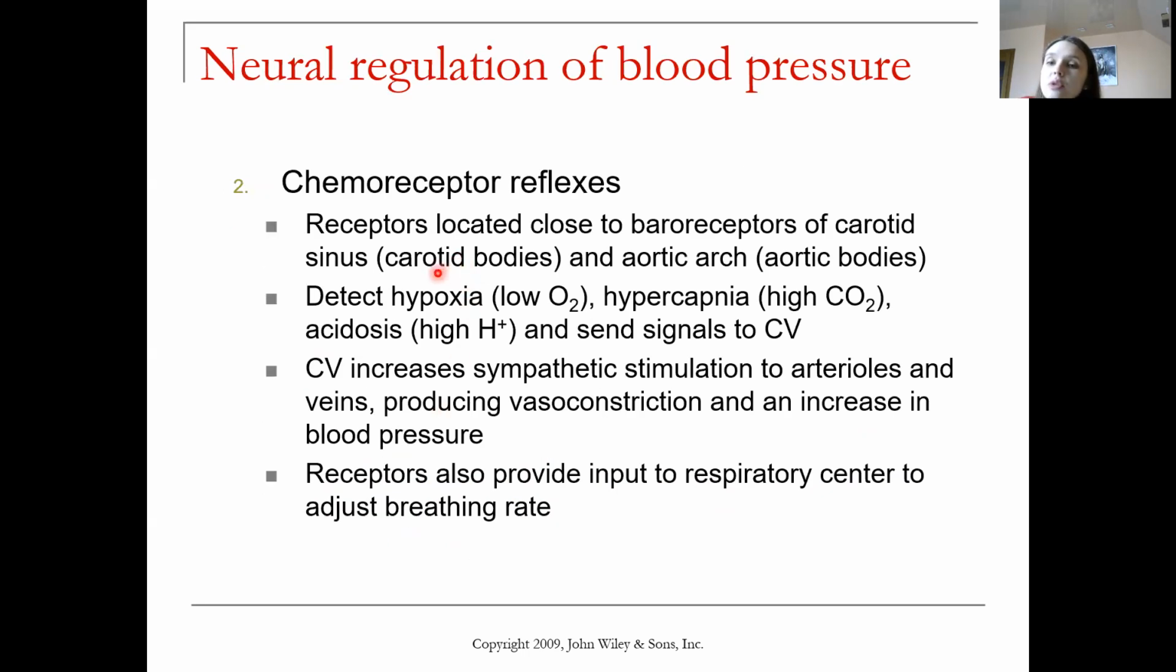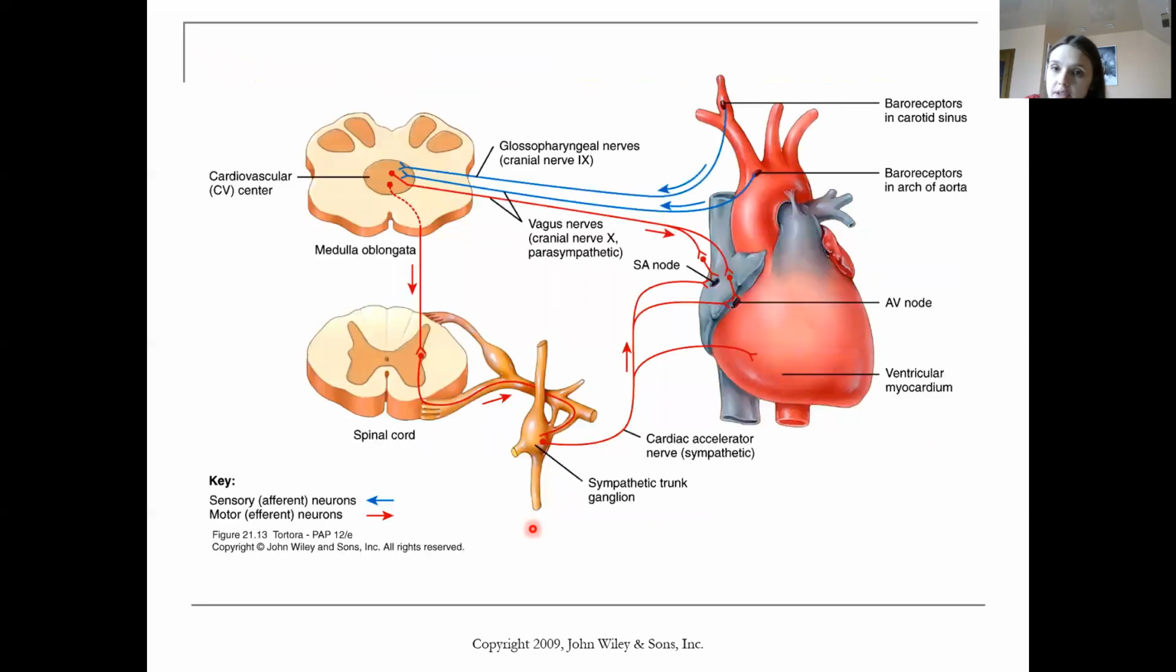Chemoreceptors. Receptors are also located near the baroreceptors in the carotid sinus or aortic arch. They detect hypoxia and hypercapnia, conditions of acidosis. The cardiovascular center increases sympathetic stimulation on arterioles and veins, producing vasoconstriction and an increase of blood pressure. Besides this, receptors also provide input to the respiratory centers to adjust breathing rate.